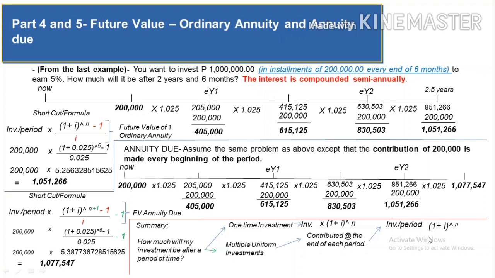However, you're going to add two things. The first one is minus 1 over the I. And if it's still multiple uniform investments, however, it is contributed at the beginning of each period, then you use the investment per period times 1 plus I raised to the power of n minus 1 over I, but you're going to add another 2. You have plus 1 on the n and the final minus 1. So that's it for part 4 and part 5.